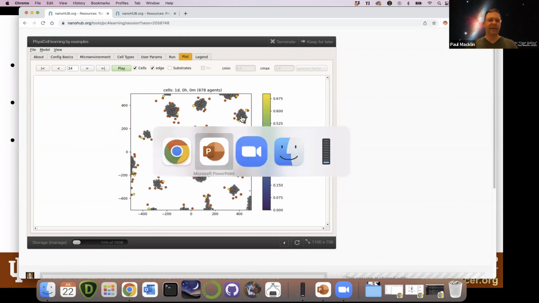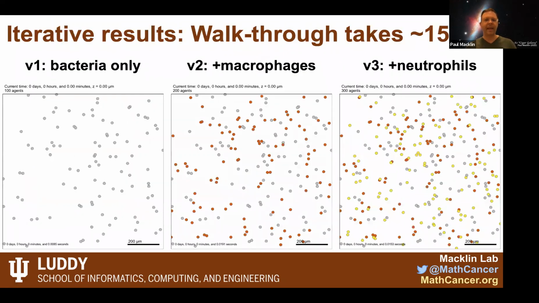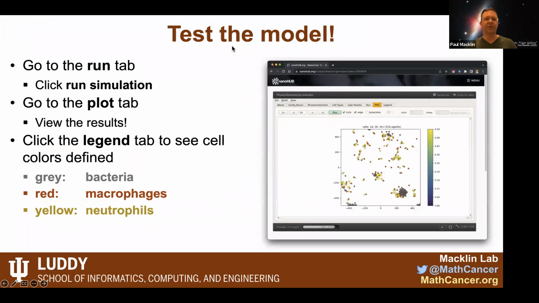But there you have a complete example of building a basic immune model with multiple cell types doing different types of immune behaviors. And we will be walking through that next week if you want to learn more about it.